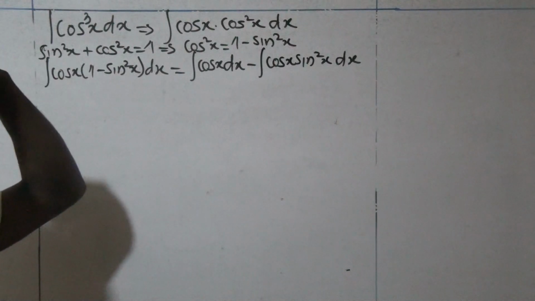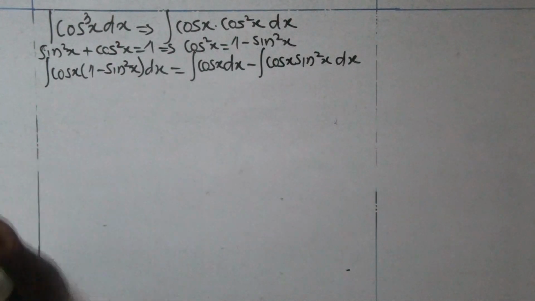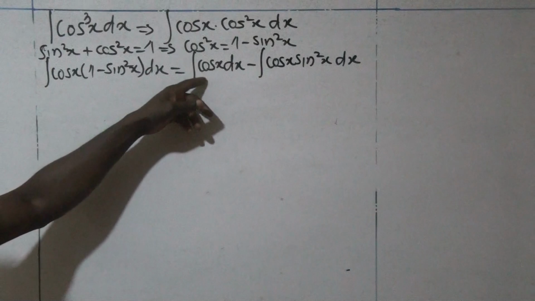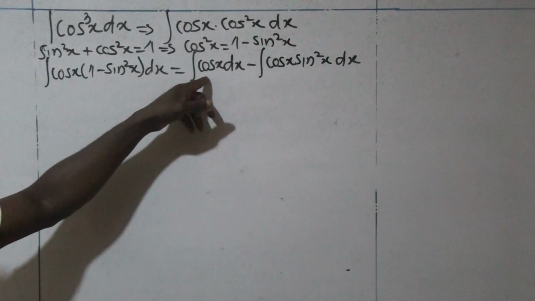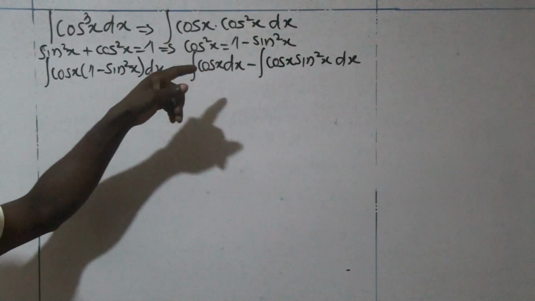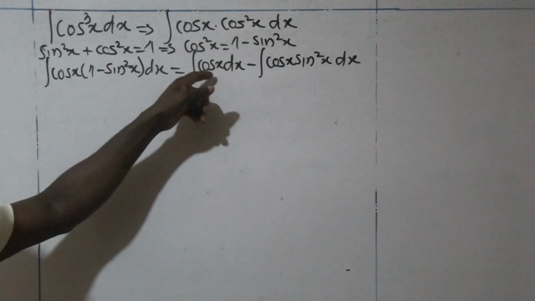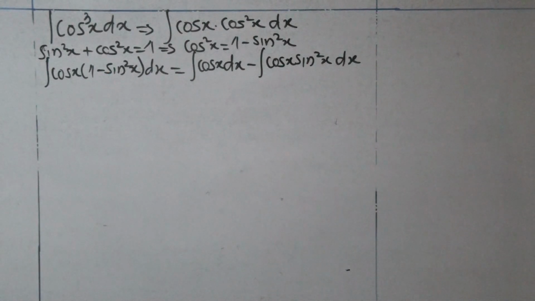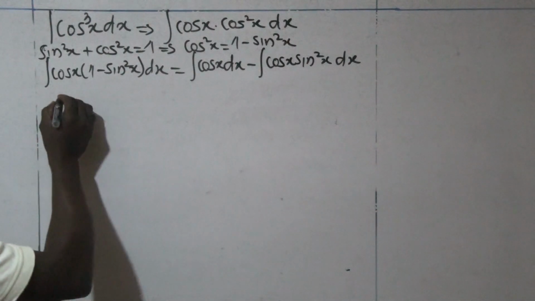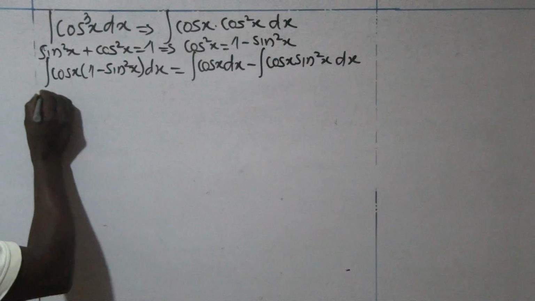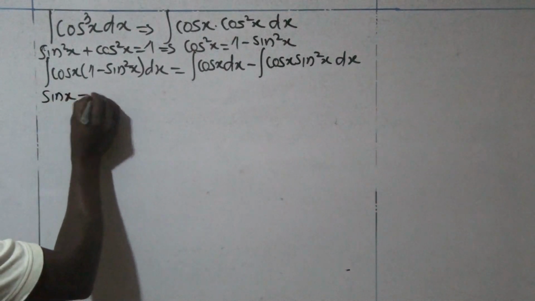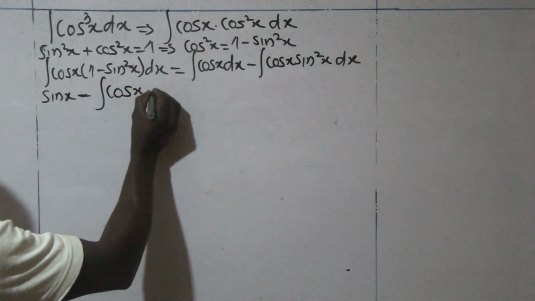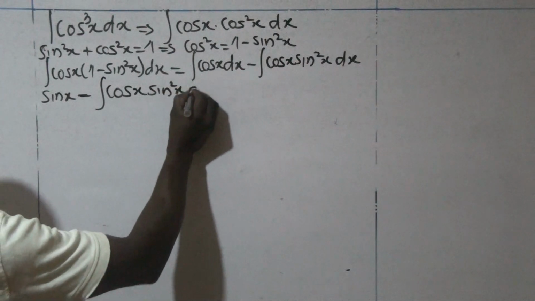The integral of cos x, if we integrate cos, the result will be sine x. Because when you differentiate sine, it gives you cos, and when you differentiate cos, it gives you minus sine. So if you integrate cos x, the result will be sine x. But that is not our issue here. We've already obtained this, that this is our sine x minus the integral of cos x sine square x dx.